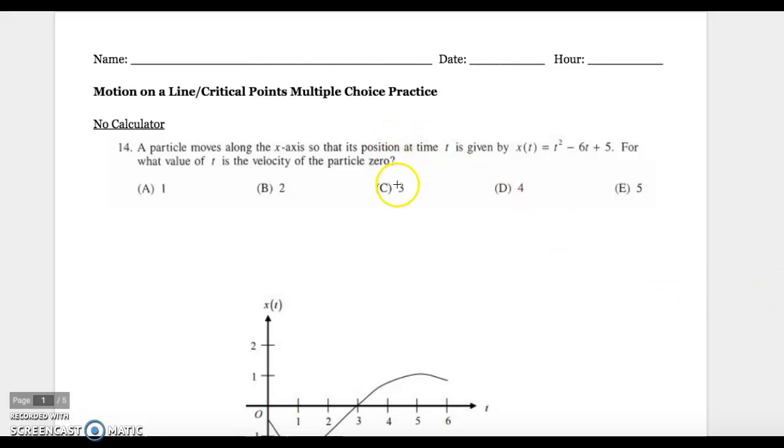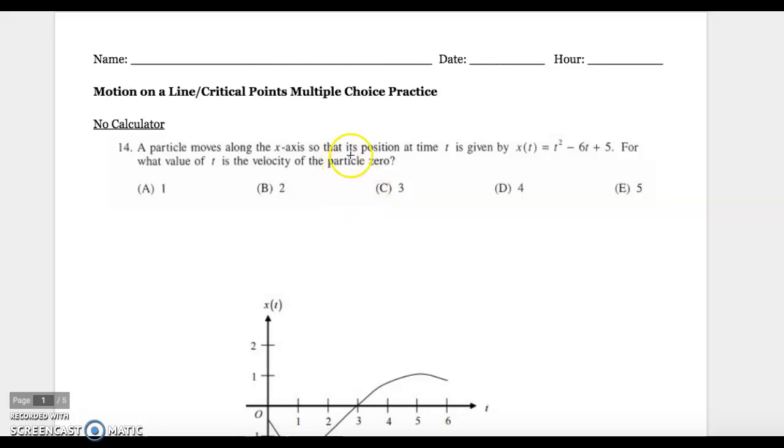All right, today we're going to be looking at some motion on a line and critical points multiple choice practice. For these first ones, we're not going to use a calculator, and then for the second ones, we would have access to it. It doesn't necessarily mean that we would use it, but we would have access. So let's start with this first one.